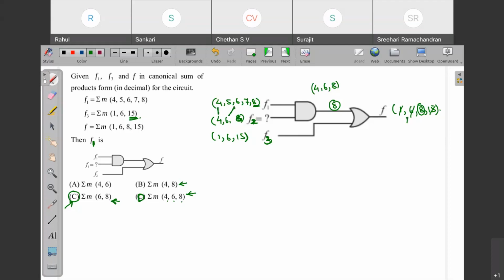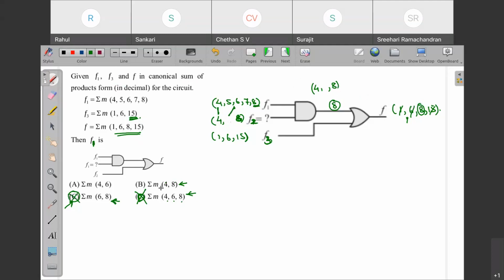Okay, 4 you will get over here, but that is not the output. It doesn't contain 4, so option D is wrong. Now look at option B. Once again there is 4 and 8. So if you have 4 over here, this 4 is common in the F1 also. So again this will be 4 comma 8. So 4 will be present over here. So option C is also wrong.